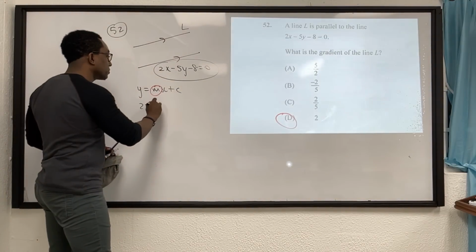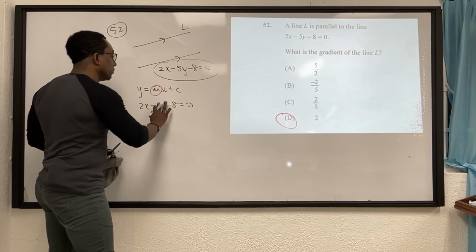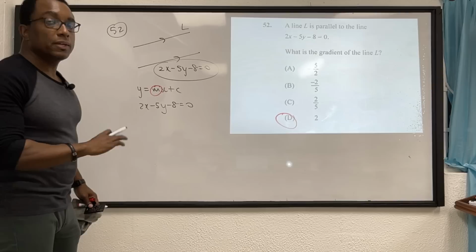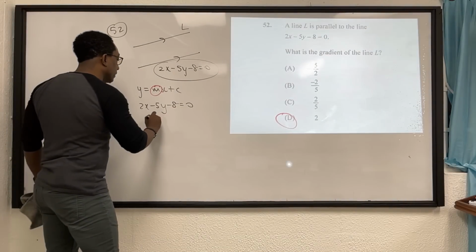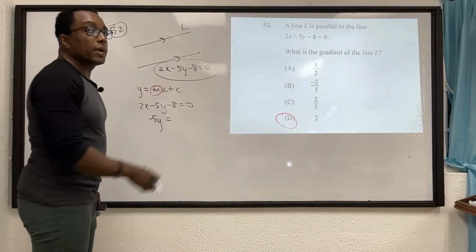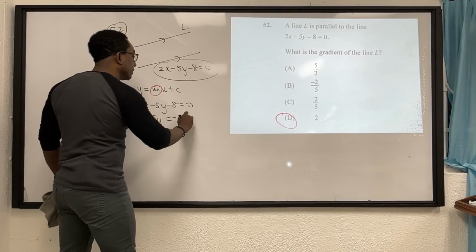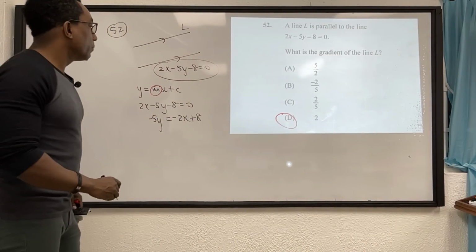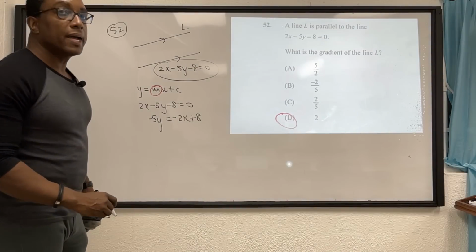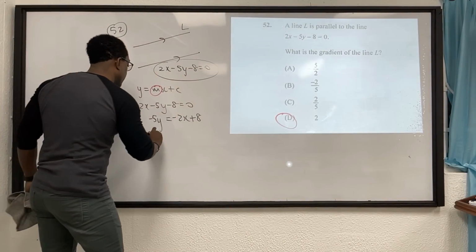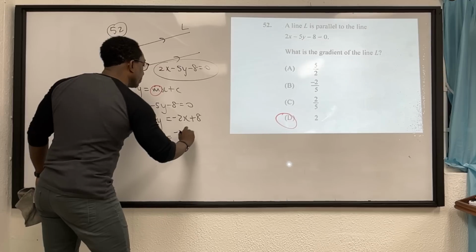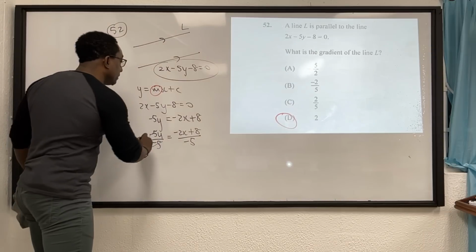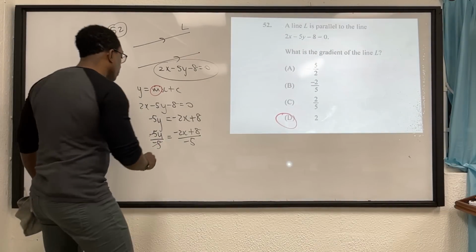So we have 2x minus 5y minus 8 is equal to 0. Let me remove 2x and negative 8 from the left of the equal sign to the right. So this will be negative 5y. Positive 2x will come across to the right as negative 2x. Negative 8 will come across to the right as positive 8. And what I'm going to do now is divide both sides by negative 5. So negative 5y over negative 5, negative 2x plus 8 divided by negative 5. My two negative 5's will divide into each other to give 1, and we'll get y by itself.